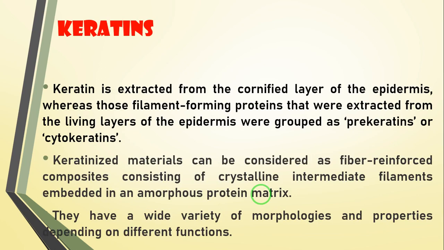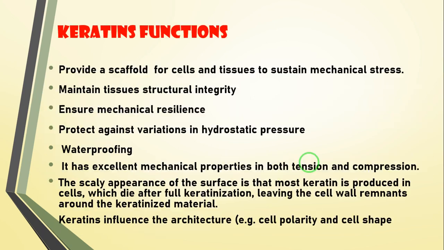In the living layer of the epidermis, we have the keratin arranged in filaments, and it is called pre-keratin or cytokeratin. Keratin has both mechanical and non-mechanical functions in the body. The most important function is that it acts as a scaffold for the tissue where keratin is found in high concentration, for example in the hair, the nail, and the outermost layer of the skin.